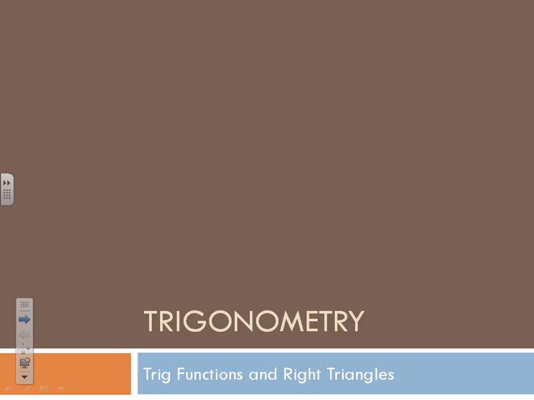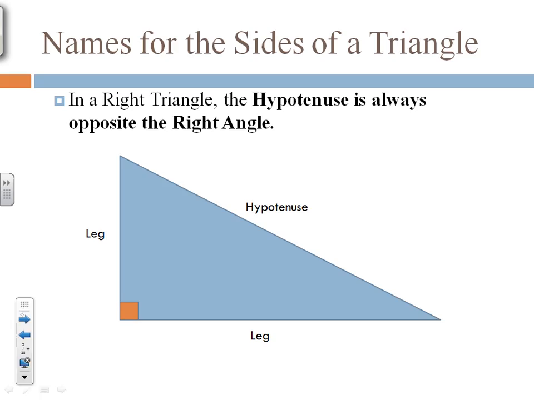Alright, basically trigonometry is a study of the trigonometric functions, and we're going to look at those in the second video here. But in the first video, we're just going to look at right triangles, and we're going to identify all the important parts of a right triangle. And then after we do that, we're going to look at some Pythagorean theorem problems. So let's jump right in.